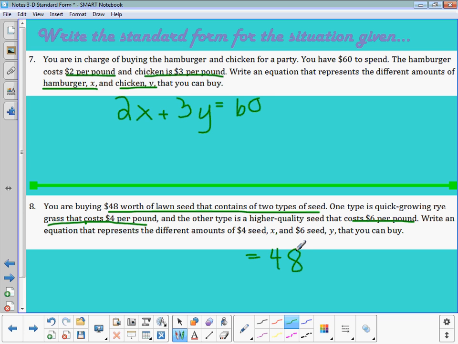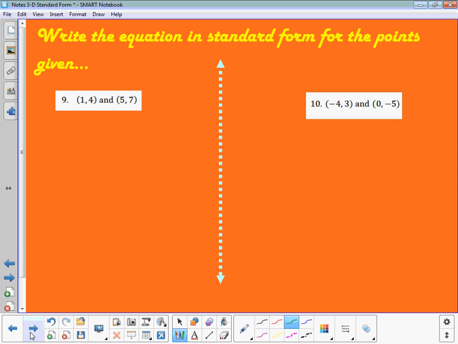Alright, so let's start with that quick-growing ryegrass. So for every pound of quick-growing ryegrass X, how much is it going to cost me per pound? Well, it's going to cost me $4. For every higher quality seed Y per pound that I buy, per pound Y is going to be $6. So hopefully you're kind of getting the hang of how to set this up. Okay. So now these ones are where we really dive into the mathematics behind it. So it can get a little tricky.